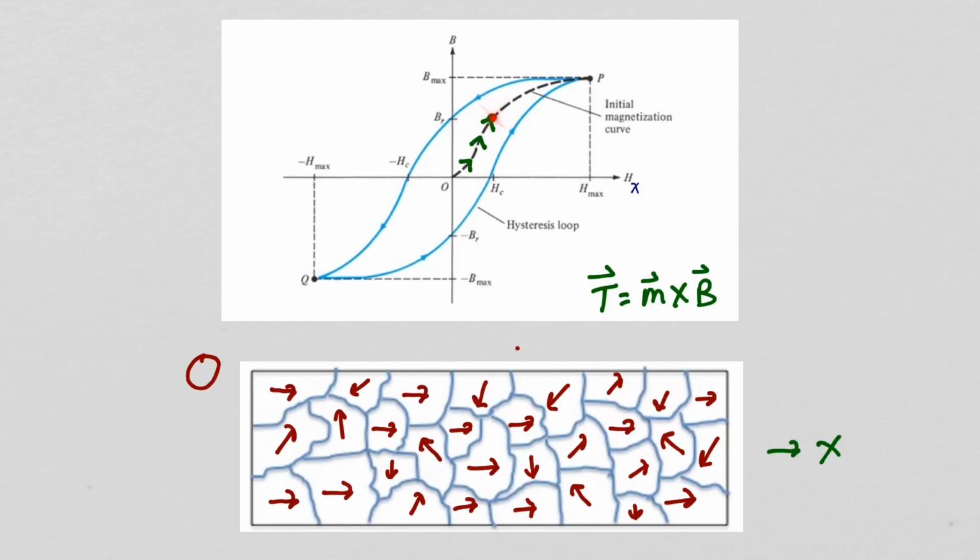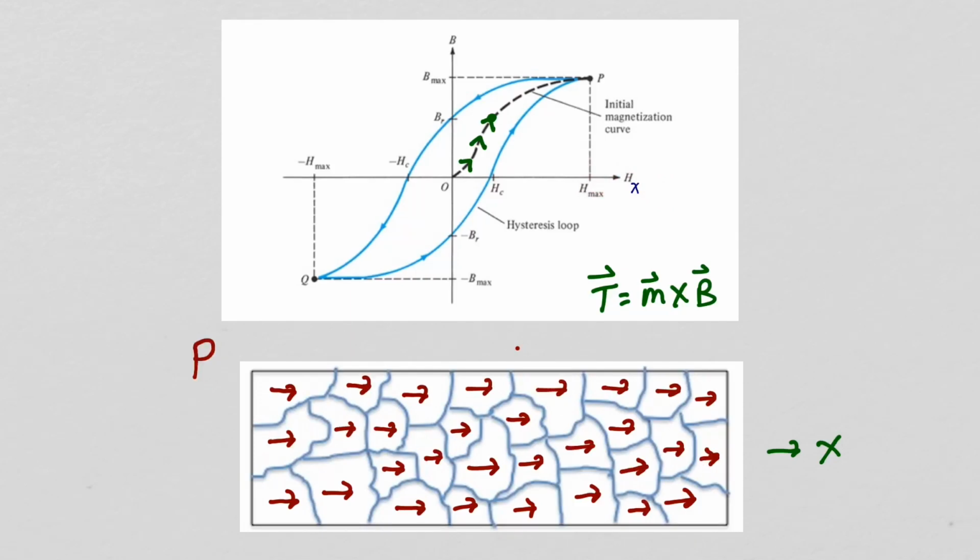So now let's continue to ramp up the applied external magnetic field and flip more and more of these domains. At this point, we've gotten all the magnetic dipole moments to rotate and point in the X direction, and we're at location P on our B versus H curve.